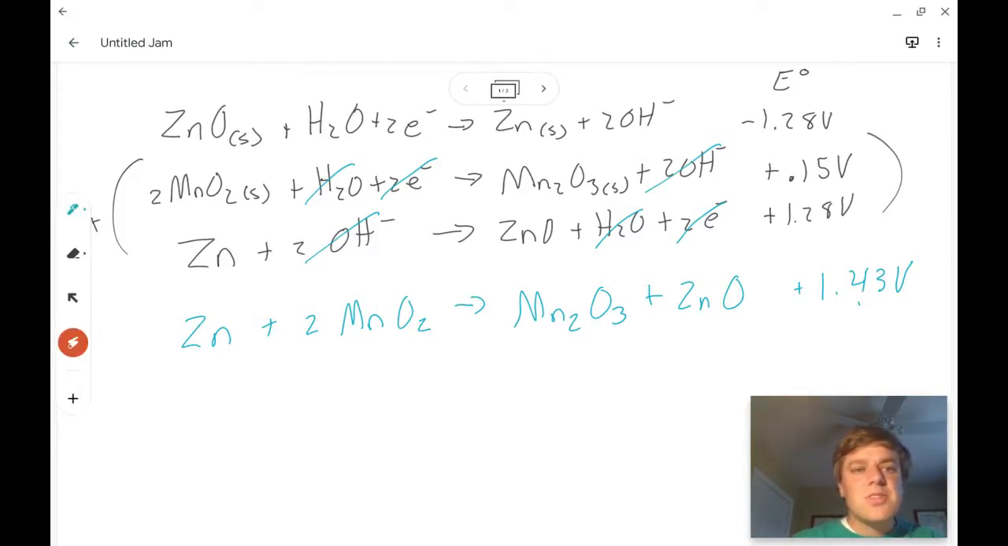These are also called alkaline batteries or alkaline cells. Alkaline is a term that means basic, and these have hydroxides in them. There's a paste of potassium hydroxide that acts as both the salt bridge and the source of hydroxides in the reaction. There's also a tiny amount of water that's in there.